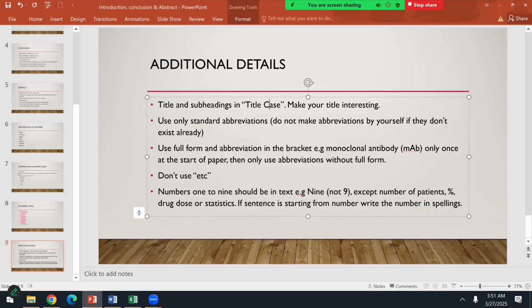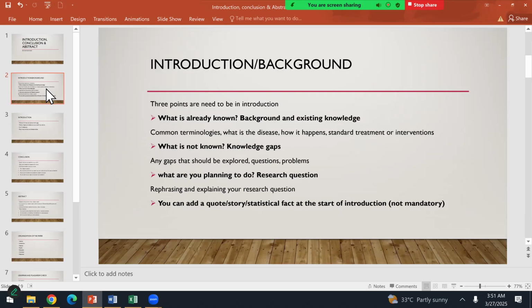So that was all for today's lecture. Introduction: what is already known about this topic, and you can take your introduction references from the articles that you have not included in your final search. And then download those articles and rephrase those lines and put the references to Mendeley, and you are done with your introduction section.